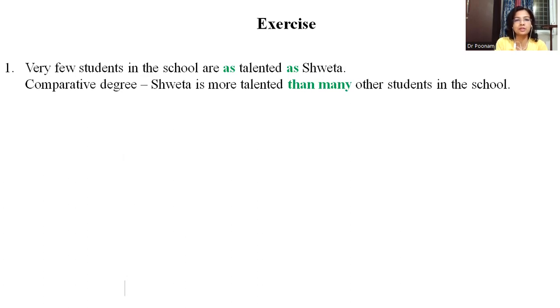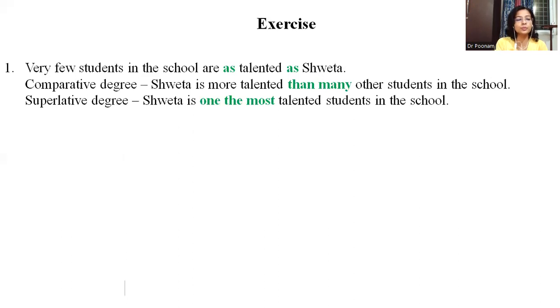Thus, in comparative degree, we are going to use Shweta is more talented than many other students in the school. So many other, she's more talented than many other, but not everybody, not any other, many other. For superlative, it will become Shweta is one of the most talented students in the school. So she's one of the most, not the only one of the most. There are others also. So with very few, we are going to use many other and one of the most.